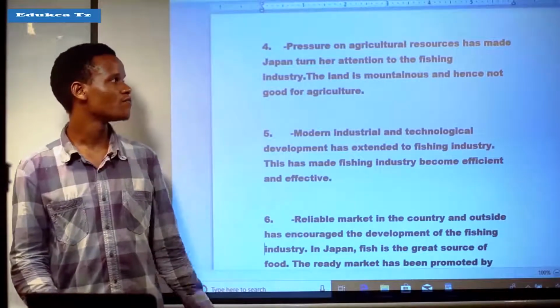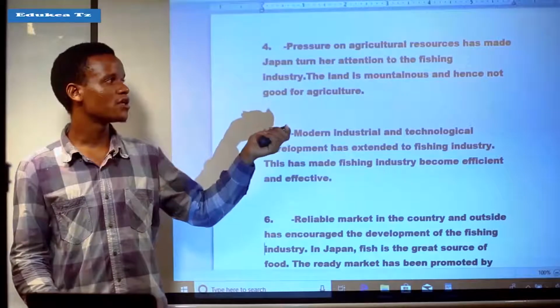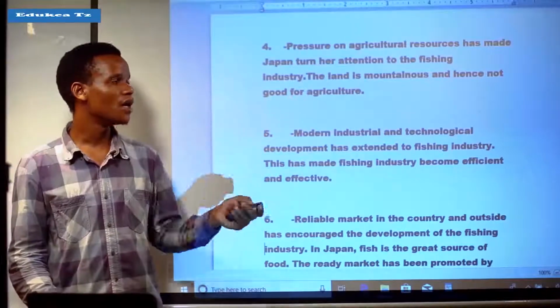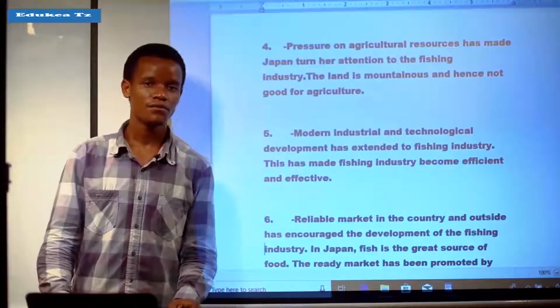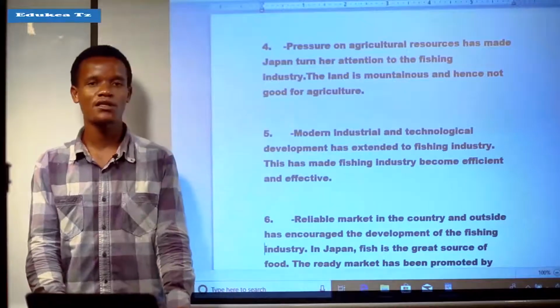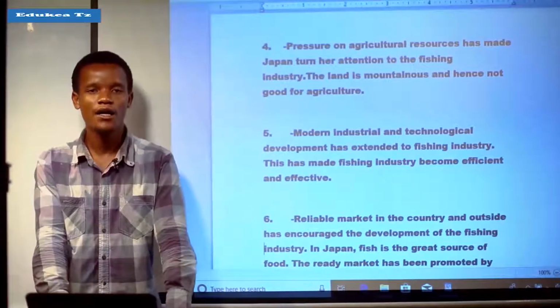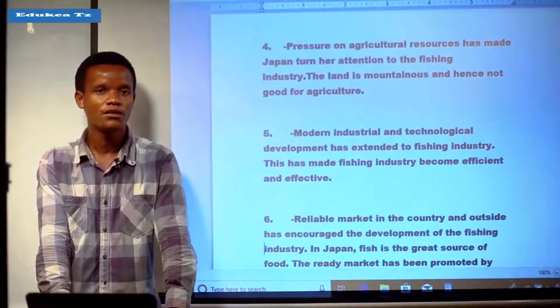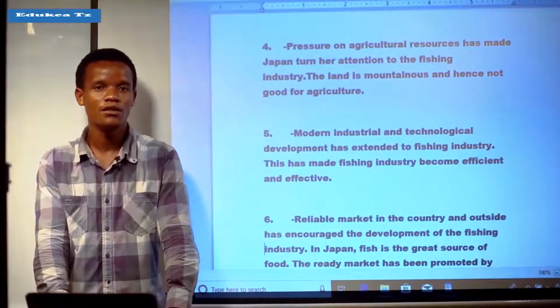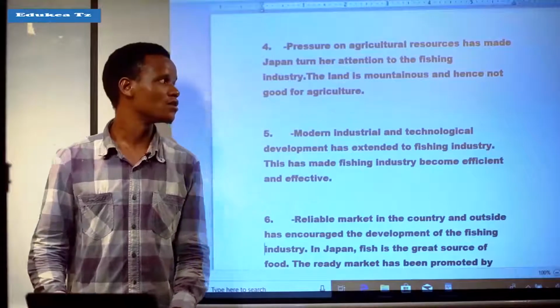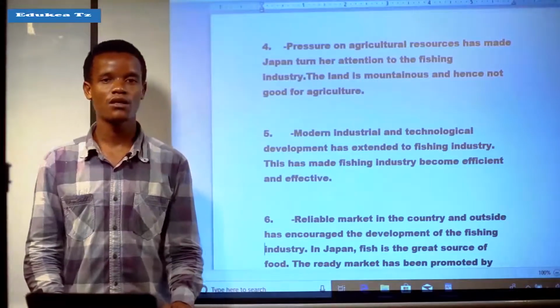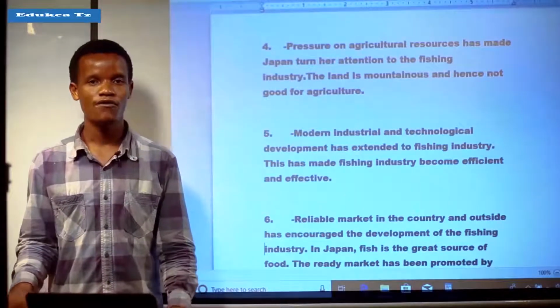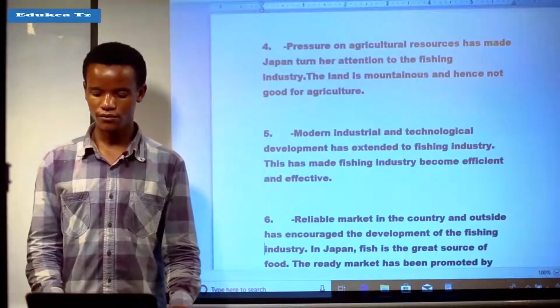The land is mountainous and hence not good for agriculture, as we see that those mountainous areas in Japan do not favor agricultural activities, and hence the government of Japan saw it as better to engage in fishing activities. That is another reason that contributed much to the development of fishing in Japan.